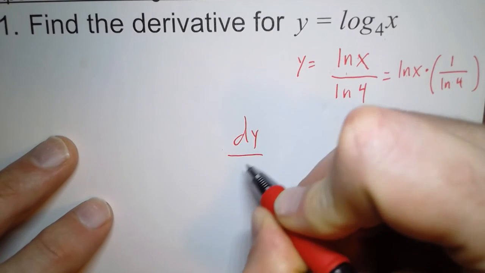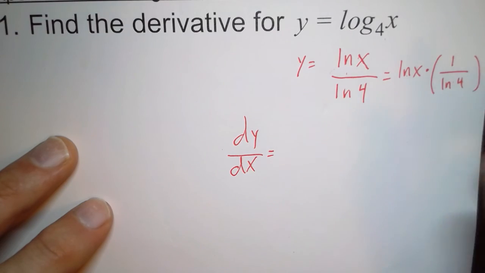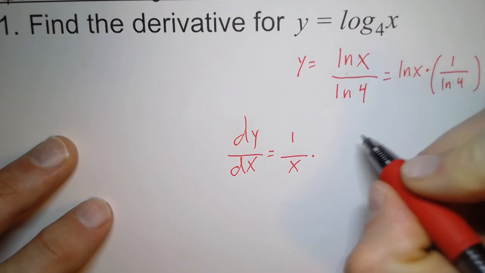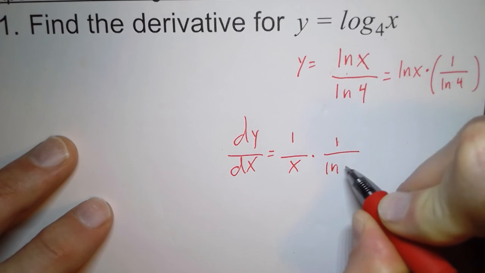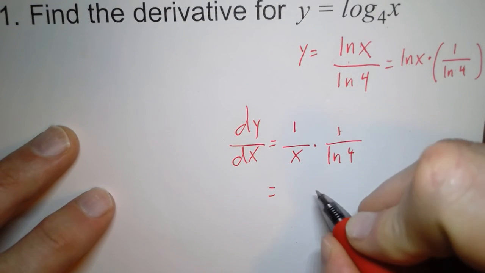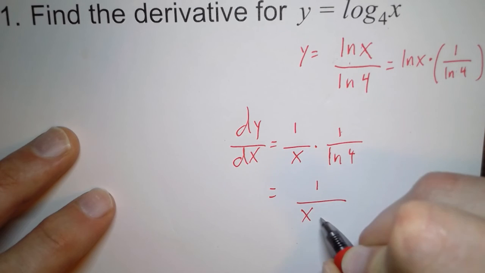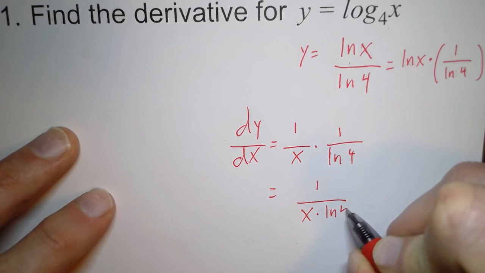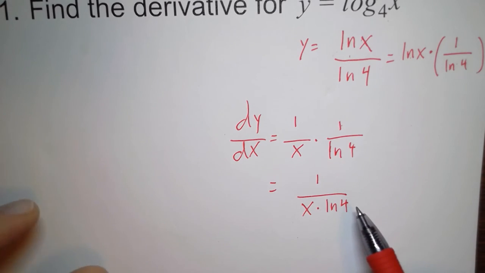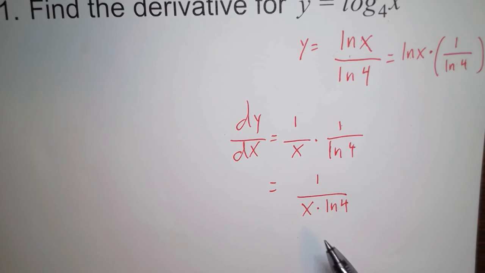So dy dx is going to equal the derivative of ln of x, which is 1 over x, times 1 over ln of 4. Now that will simplify to 1 over x times ln of 4. Now it's important to put the x in front of the ln of 4. If it were behind, some people would be tempted to think that the denominator would be ln of the quantity 4x, but it's not. So we want to write it like this.